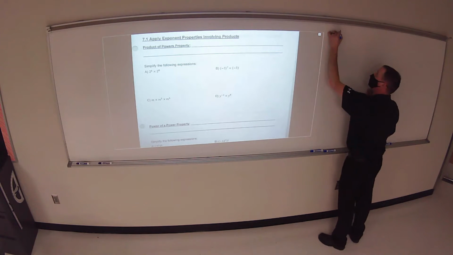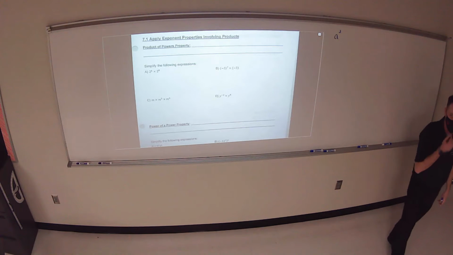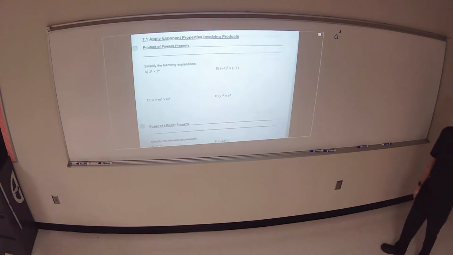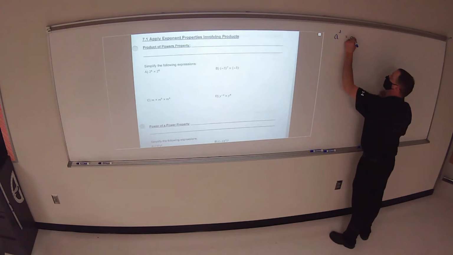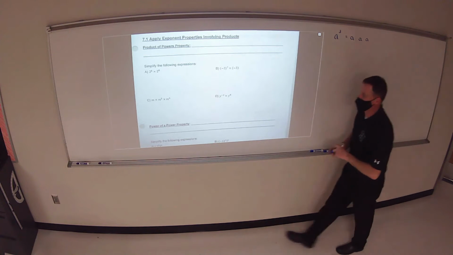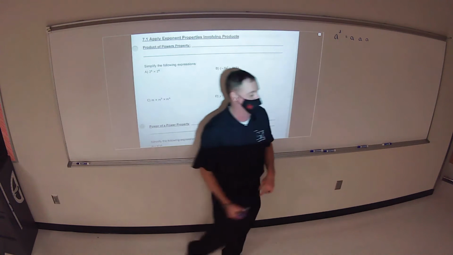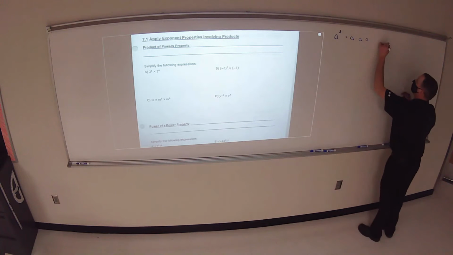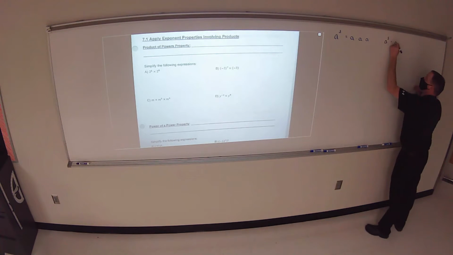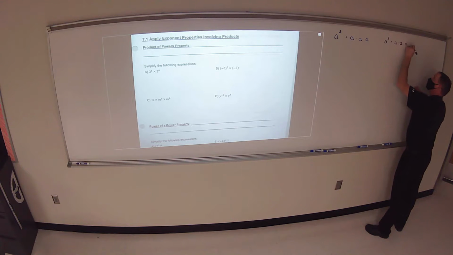So if I asked you, what does it mean to have a cubed? Multiply a by itself 3 times. Okay? So a to the third power is a times a times a. Alright? And if we know that a to the third power is a times a times a, what would that mean that a to the 5th power is? A times itself 5 times. So a times a times a times a times a.